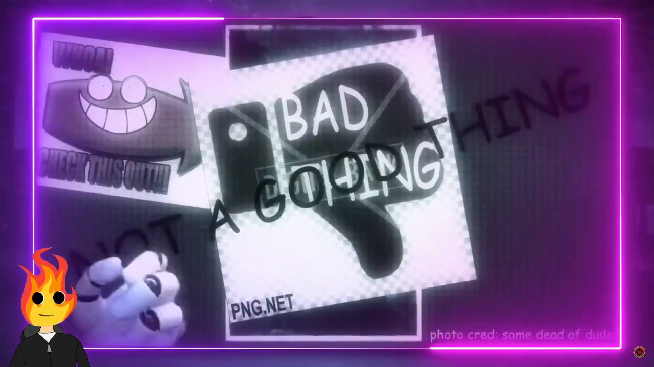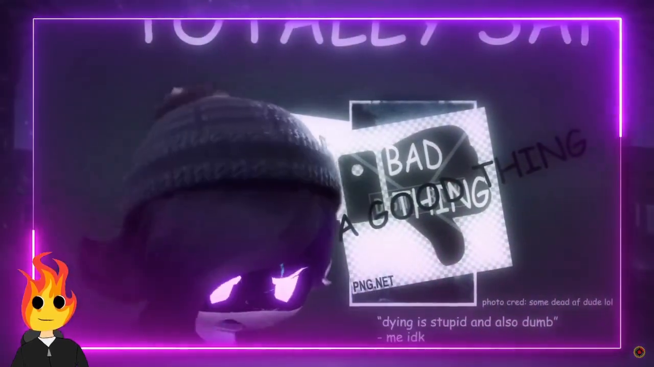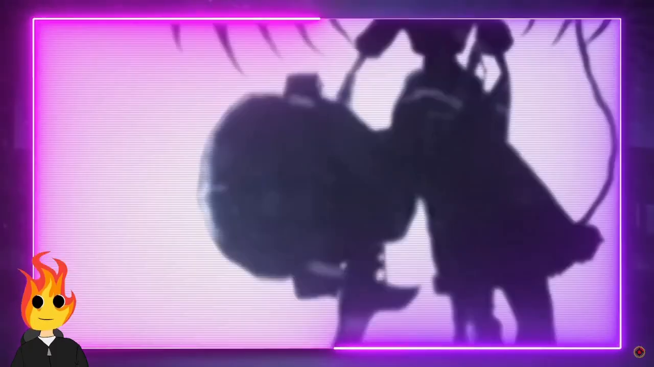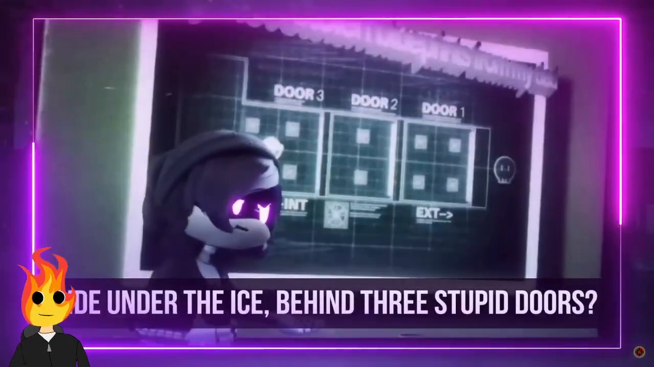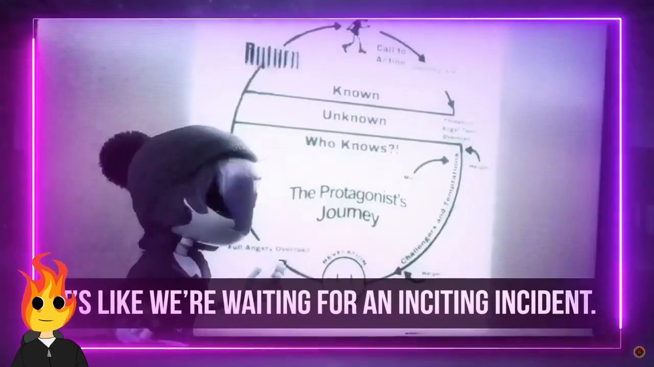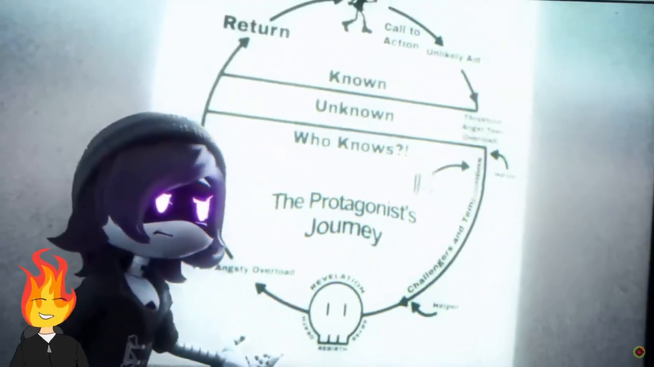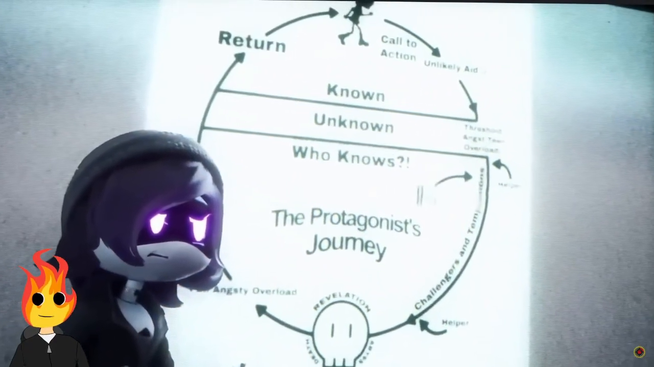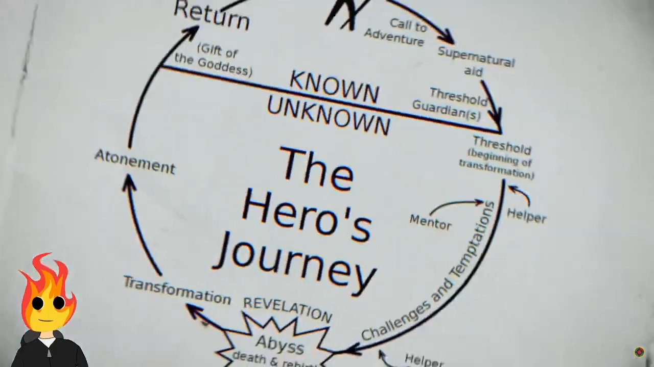Right when we're first introduced to Uzi, she's giving a PowerPoint presentation to her class about the dangers of sitting around waiting for the murder drones to find a way past the doors. Hide under the ice behind 3 stupid doors? It's like we're waiting for an inciting incident. As she's talking, this diagram appears behind her. This image is almost a complete rip of the infamous hero's journey.